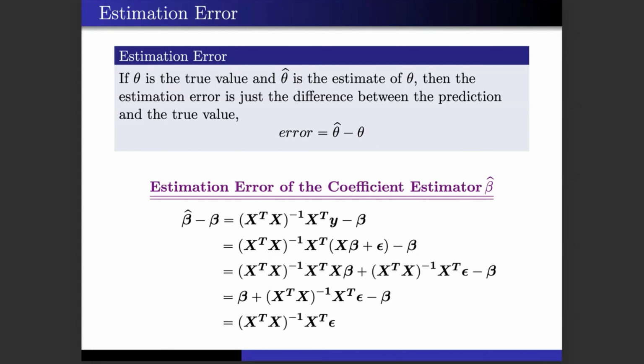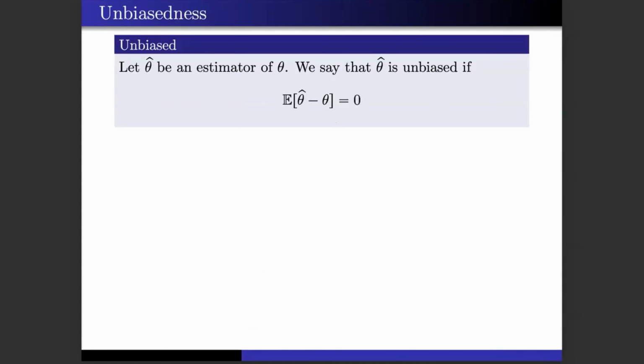But the goal is to prove that this estimate is unbiased. Let's look at the definition of unbiasedness. Say we have a parameter theta and its estimate is theta hat. We say theta hat is unbiased if the expectation of the estimation error of theta hat is equal to 0. We just need to prove that the expectation of beta hat minus beta is equal to 0.